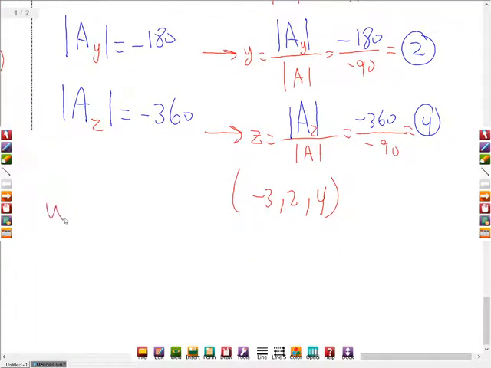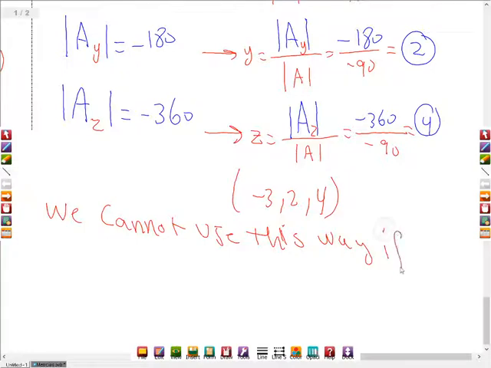We cannot use this way. Use this way. If the determinant of A equals 0, why? Because this is going to be undefined. If the determinant of A equals 0, we cannot use this way. We have to go back to the normal way, elimination and substitution. Now, try to do this problem.